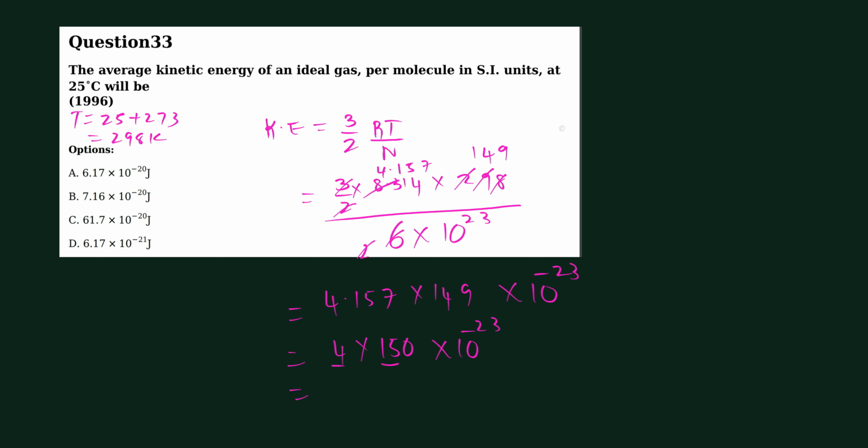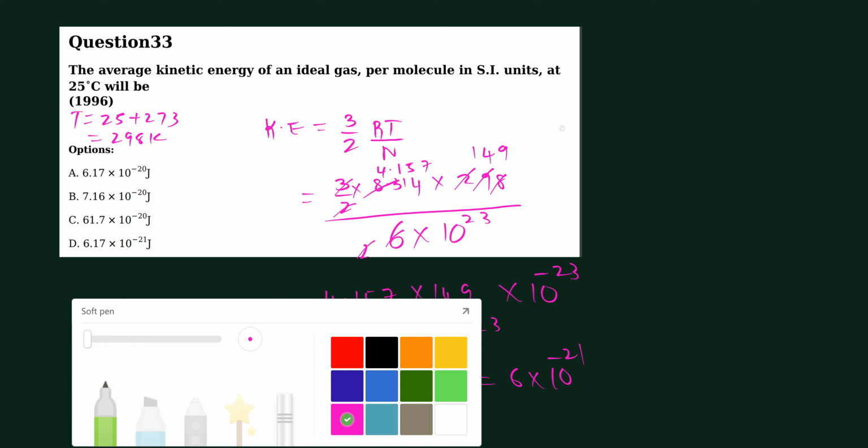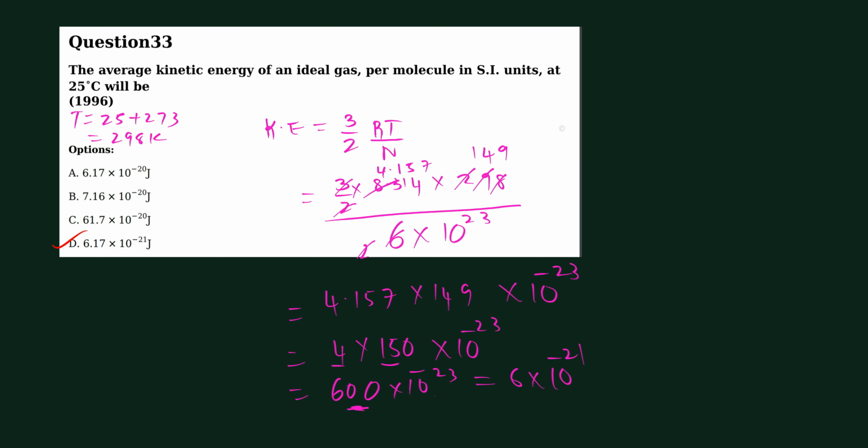And make it a round figure: 4.15 you write as 4, 149 you write as 150. 15 into 4, how much? 60, and 0 is there, 600 into 10 power minus 23. You remove these 2 zeros with 10 power minus 23. It will become 6 into 10 power minus 21. Okay, so your answer, which one is matching? Answer is D.